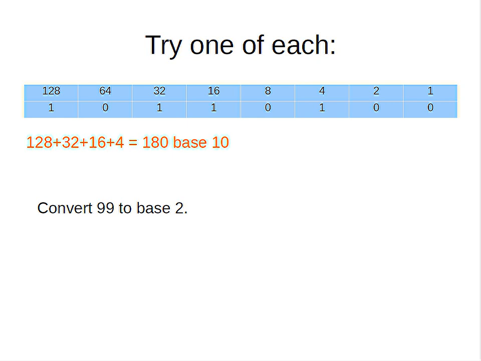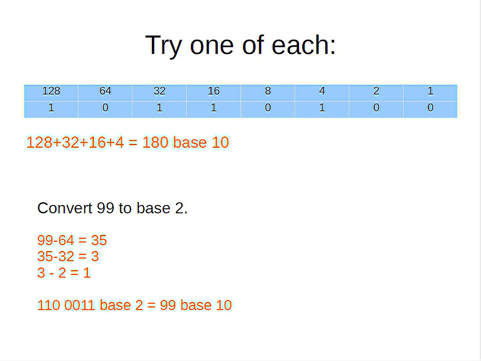Okay, so the first one should be pretty easy. You just add up all the ones. The one is telling you to add a 128, a 32, a 16, and a 4, and that gives you 180. And then there's converting 99 to base 2. So you do the same sort of backwards subtraction. You don't need a 128. You do need a 64, so you have 35 remaining. Subtract 32 to get 3, subtract 2 to get 1. So you just apportion all that, and then that's what your answer would look like.